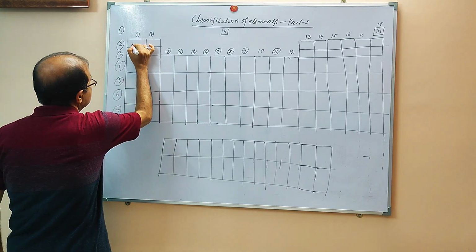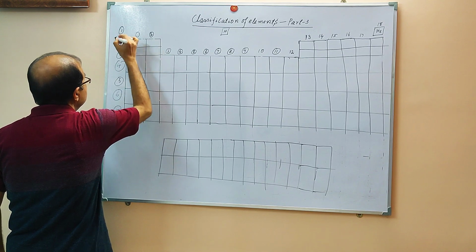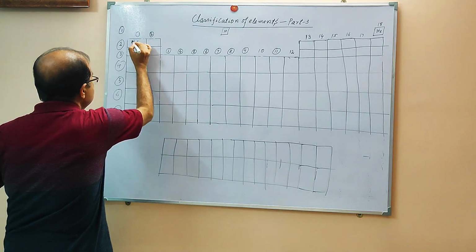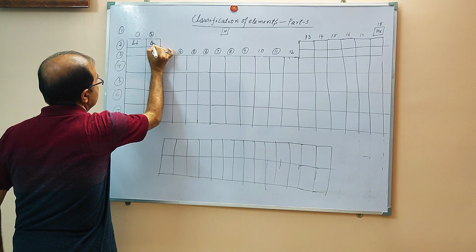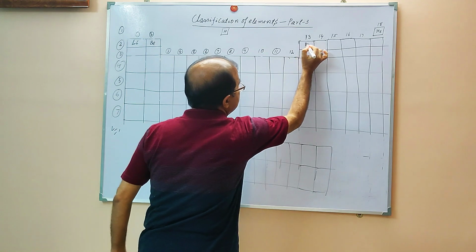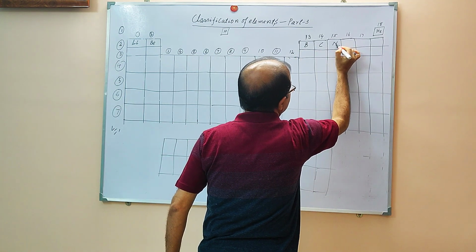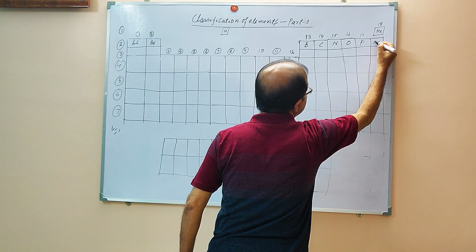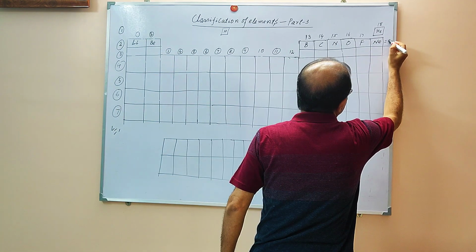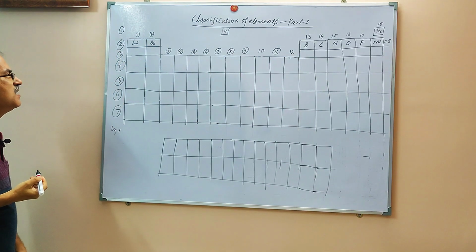Then in the second period, you can see lithium. This is lithium, then beryllium, then boron, carbon, nitrogen, oxygen, fluorine, and neon. Observe that there is a total of 8 elements.